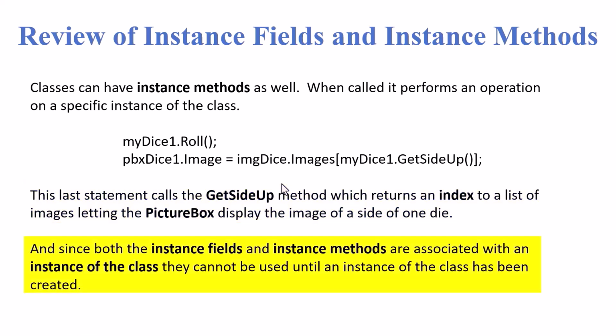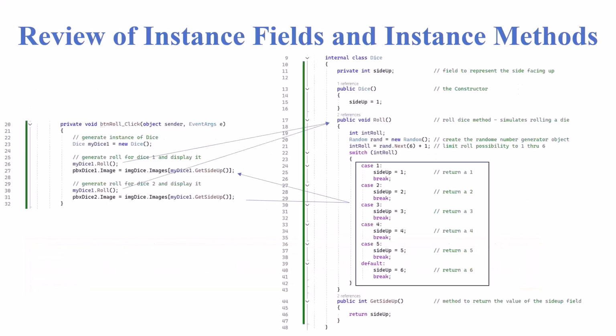And since both the instance field and instance method are associated with an instance of the class, they cannot be used until an instance of the class has actually been created. We have to actually create it first. Looks kind of like this. We have myDice equal new Dice. So this is actually instantiating the Dice class. Once we did that, we can do myDice.roll and actually roll the dice.